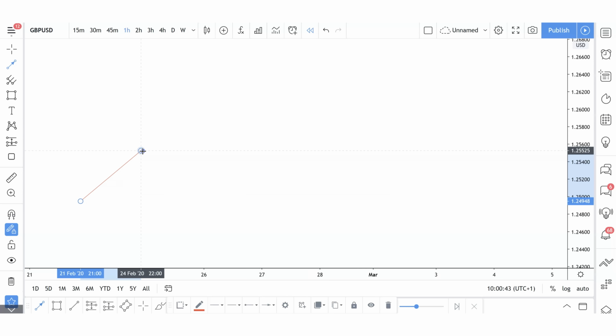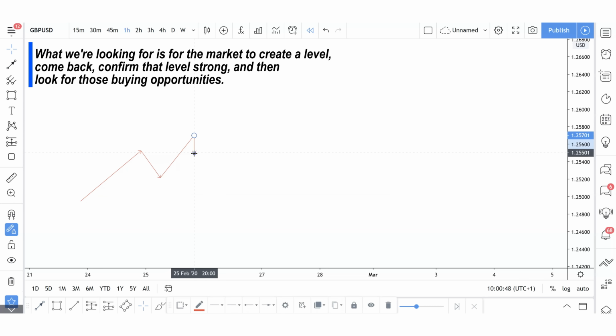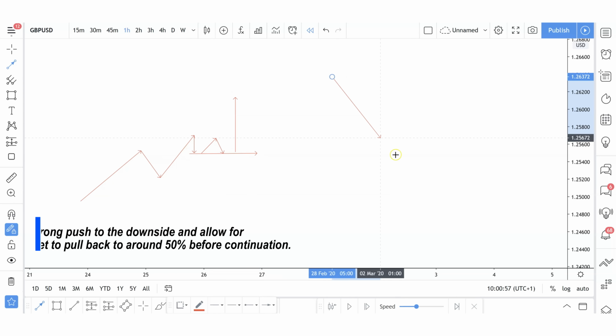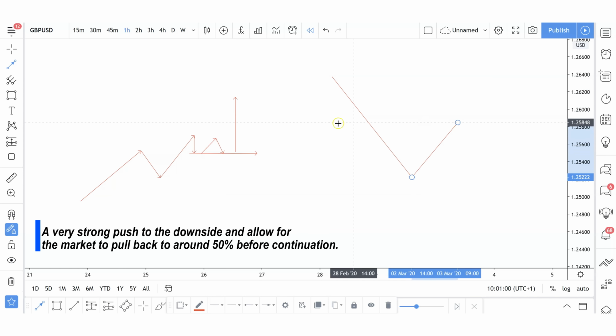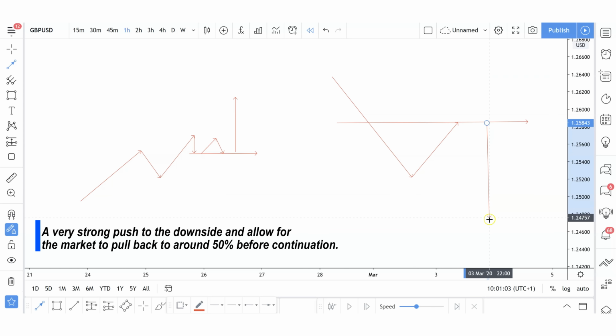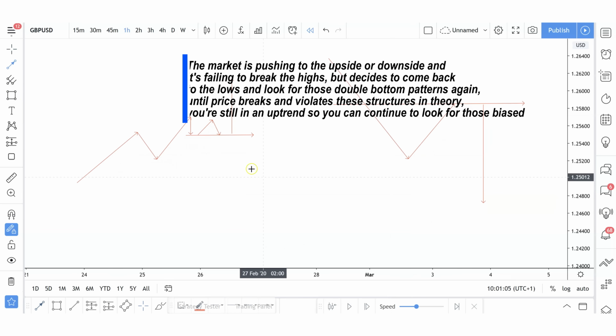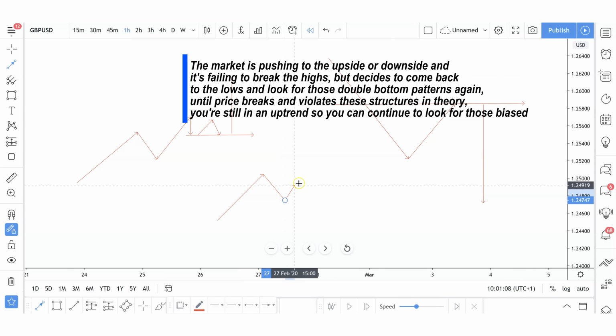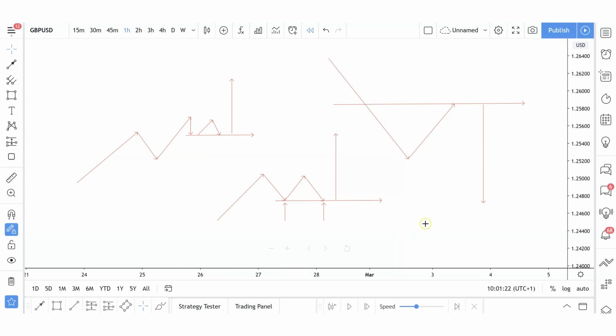So 3 patterns. Very aggressive pullbacks. When we see this pattern, what we're looking for is for the market to create a level, come back, confirm that level strong, and then look for those buying opportunities. Second pattern is a very strong push to the downside and allow for the market to pull back to around 50% before a continuation. Final pattern is if the market is pushing to the upside or downside and is failing to break the highs, but decides to come back to the lows, then look for those double bottom patterns. Again, until price breaks and violates these structures, in theory, you're still in an uptrend, so you can continue to look for those buys.